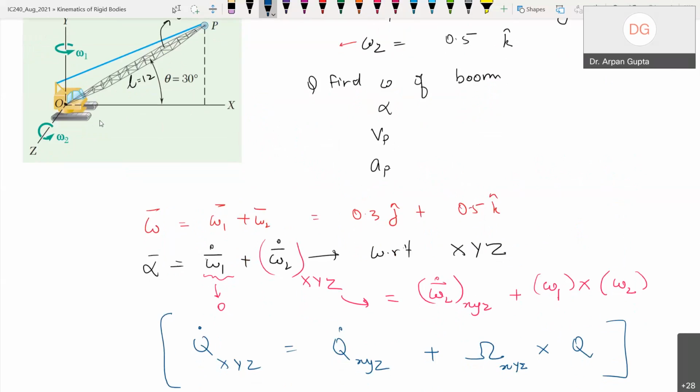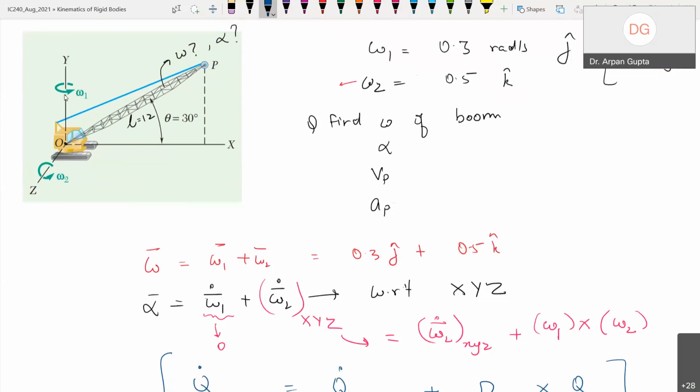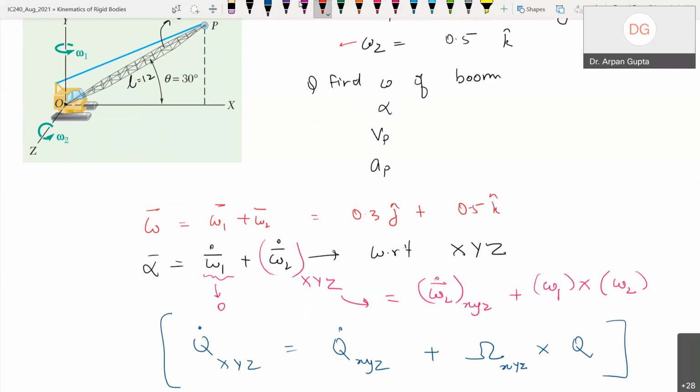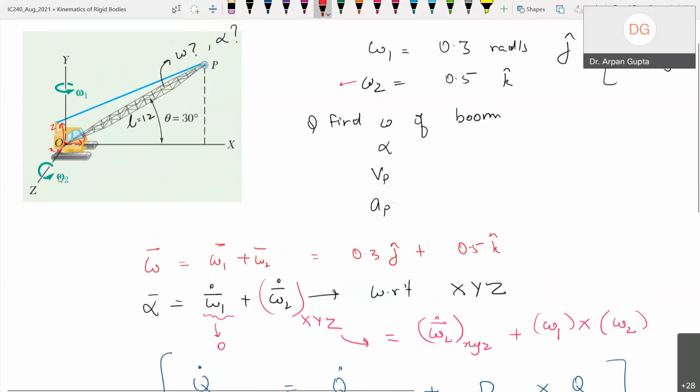So here we have omega 1 which is with respect to ground, which is a fixed frame. There is a capital XYZ which is fixed to the ground, and then there is small xyz which is attached to this yellow cab, which is rotating with omega 1 in the y direction.